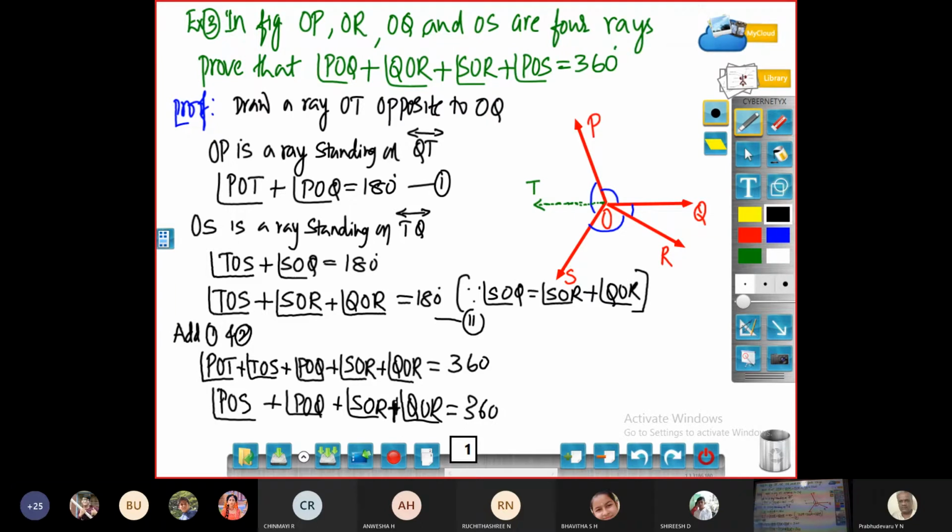So we have proved that angle POS, POQ, QOR and SOR, all four angles together give you 360 degrees. This is what we wanted. You can note this. Is it clear to all of you? Yes, sir. So we have shown that the sum of all the four angles is equal to 360 degrees.